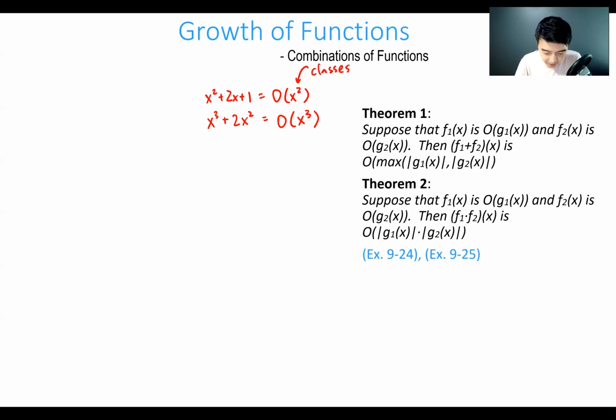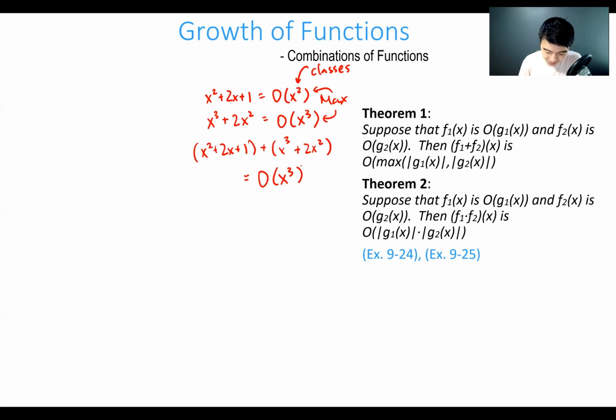Okay, so if we add x squared plus 2x plus 1 with x cubed plus 2x plus 2, then the resulting big O, the resulting upper bound, is going to be the max of these two things. Now the max here would be x cubed. So we would say this resulting function is upper bounded by x cubed. This must be true, and again, you can verify it by doing an example. Just verify that this is actually true.